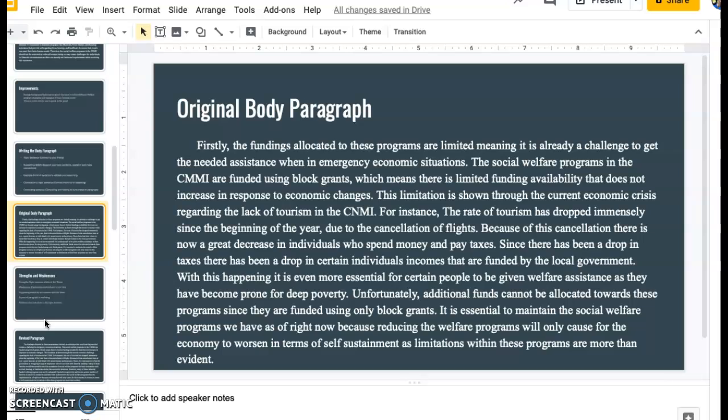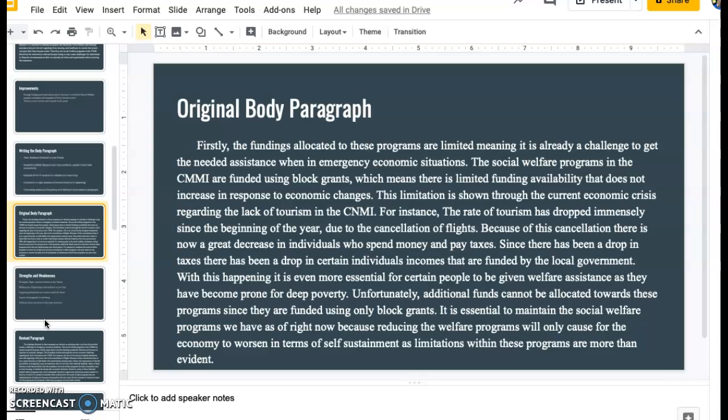For instance, the rate of tourism has dropped immensely since the beginning of the year due to the cancellation of flights. Because of this cancellation, there is now a great decrease in individuals who spend money and pay taxes. Since there has been a drop in taxes, there has been a drop in certain individuals' incomes that are funded by the local government. With this happening, it is even more essential for certain people to be given welfare assistance as they have become prone for deep poverty. Unfortunately, additional funds cannot be allocated to these programs since they are funded using only block grants.